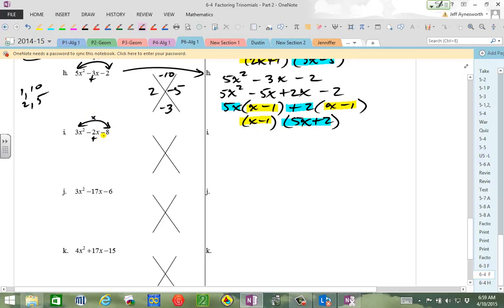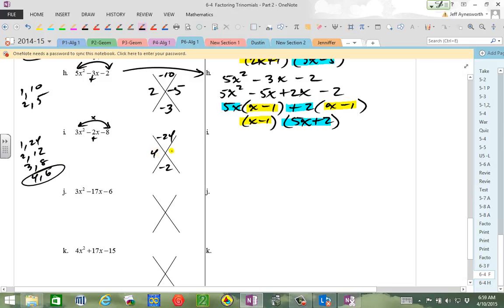Okay, let's check. 3 times negative 8 is negative 24. So what two numbers multiply to negative 24 and add to 2? Factors of 24 are 1 and 24, 2 and 12, 3 and 8, 4 and 6. Which ones have a difference of 2? These two. So 4 and negative 6 it is.